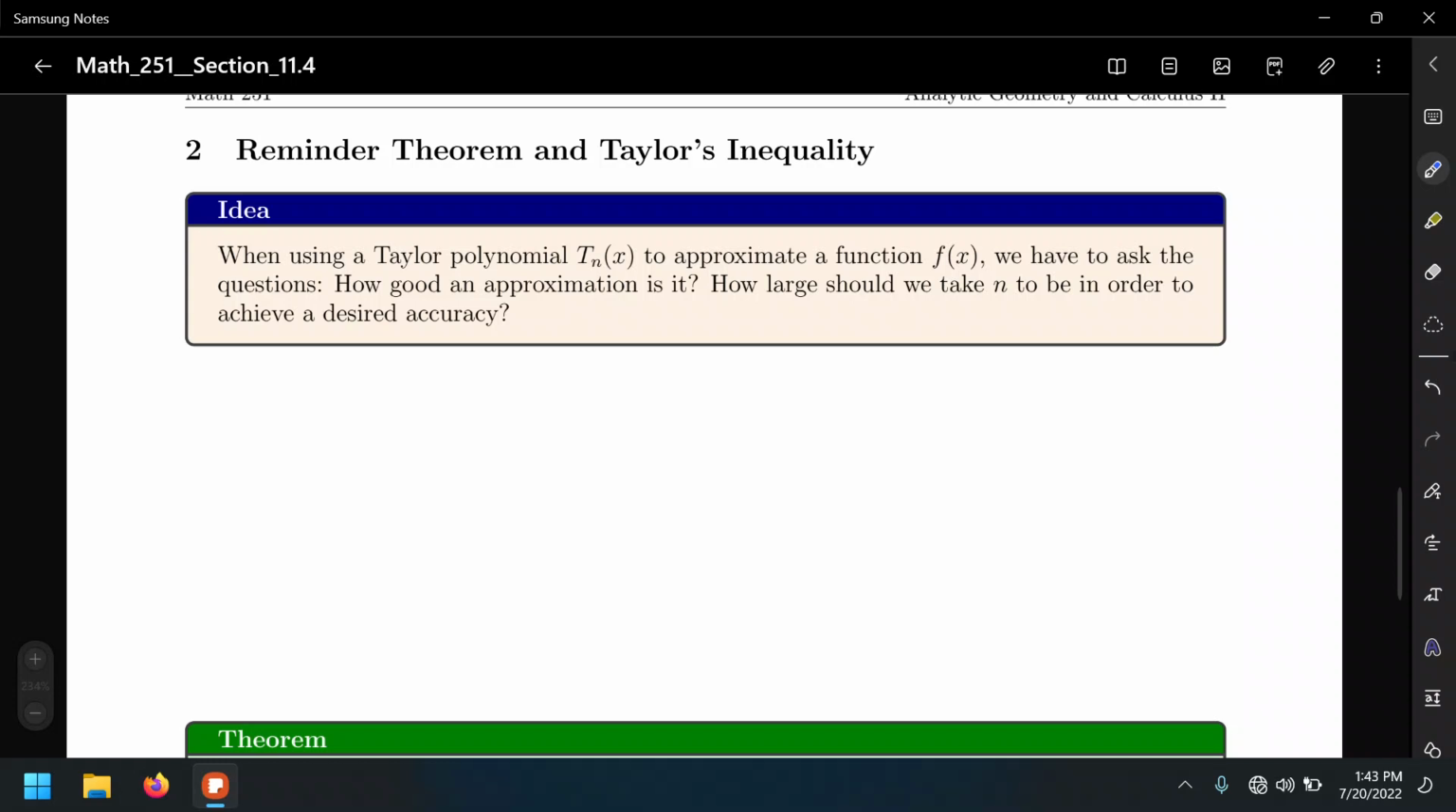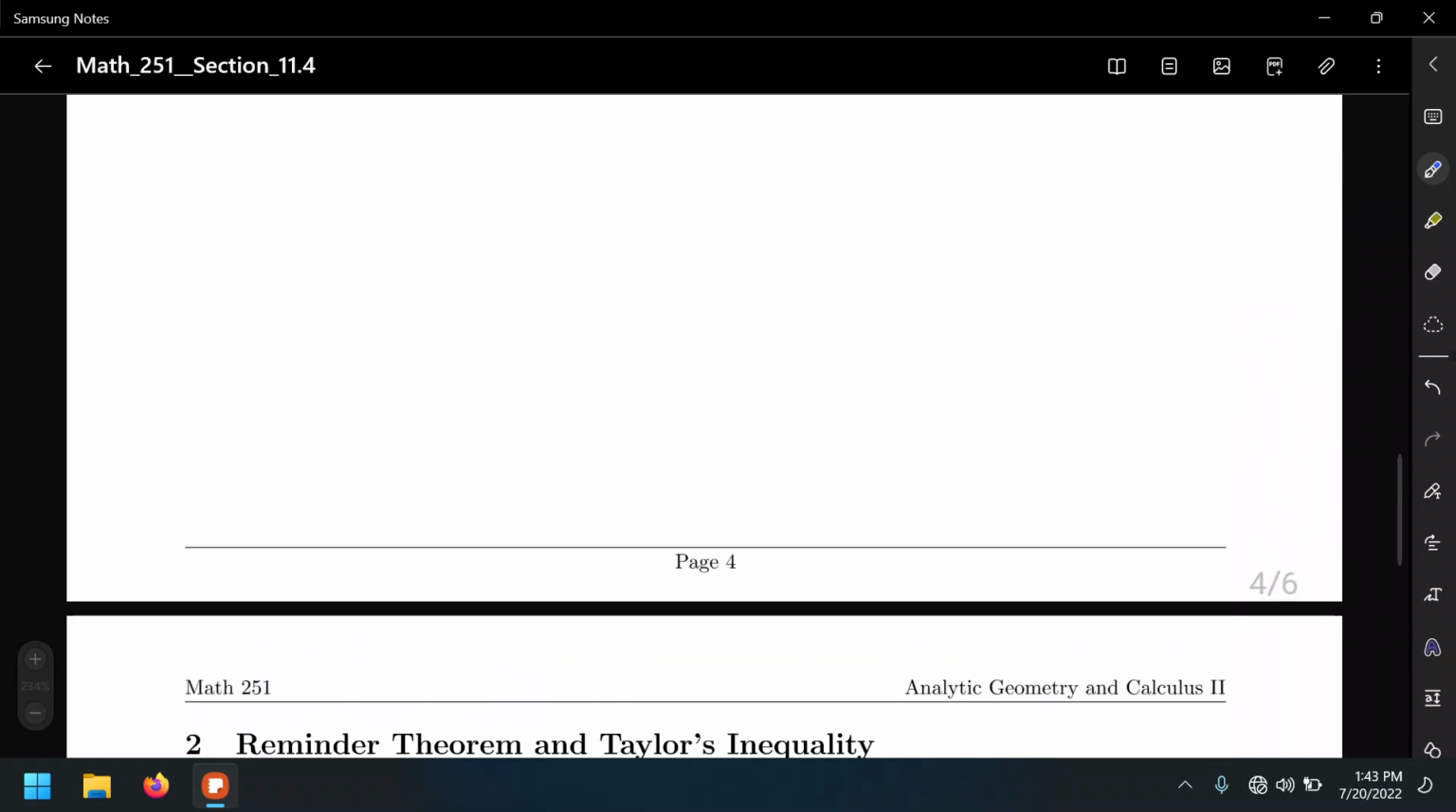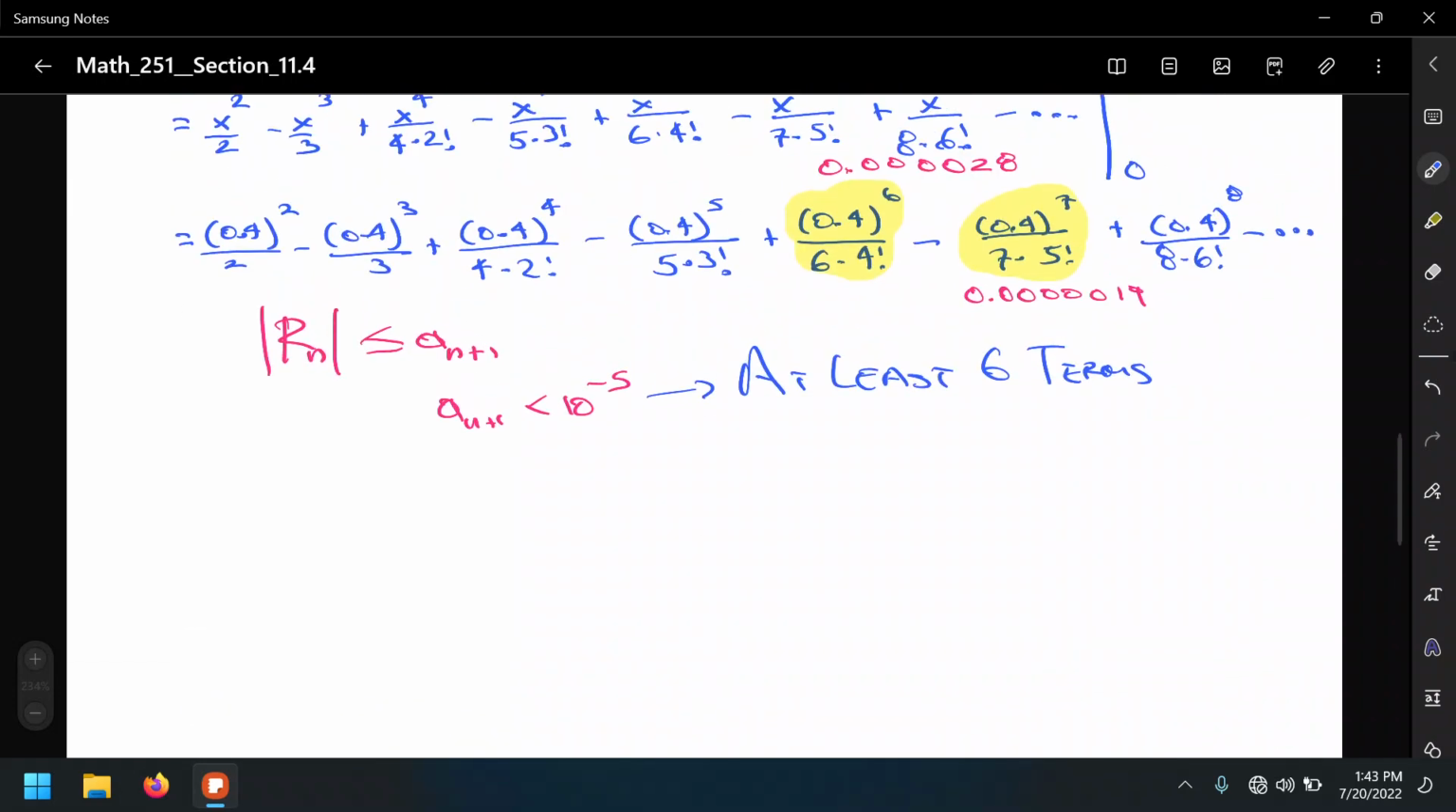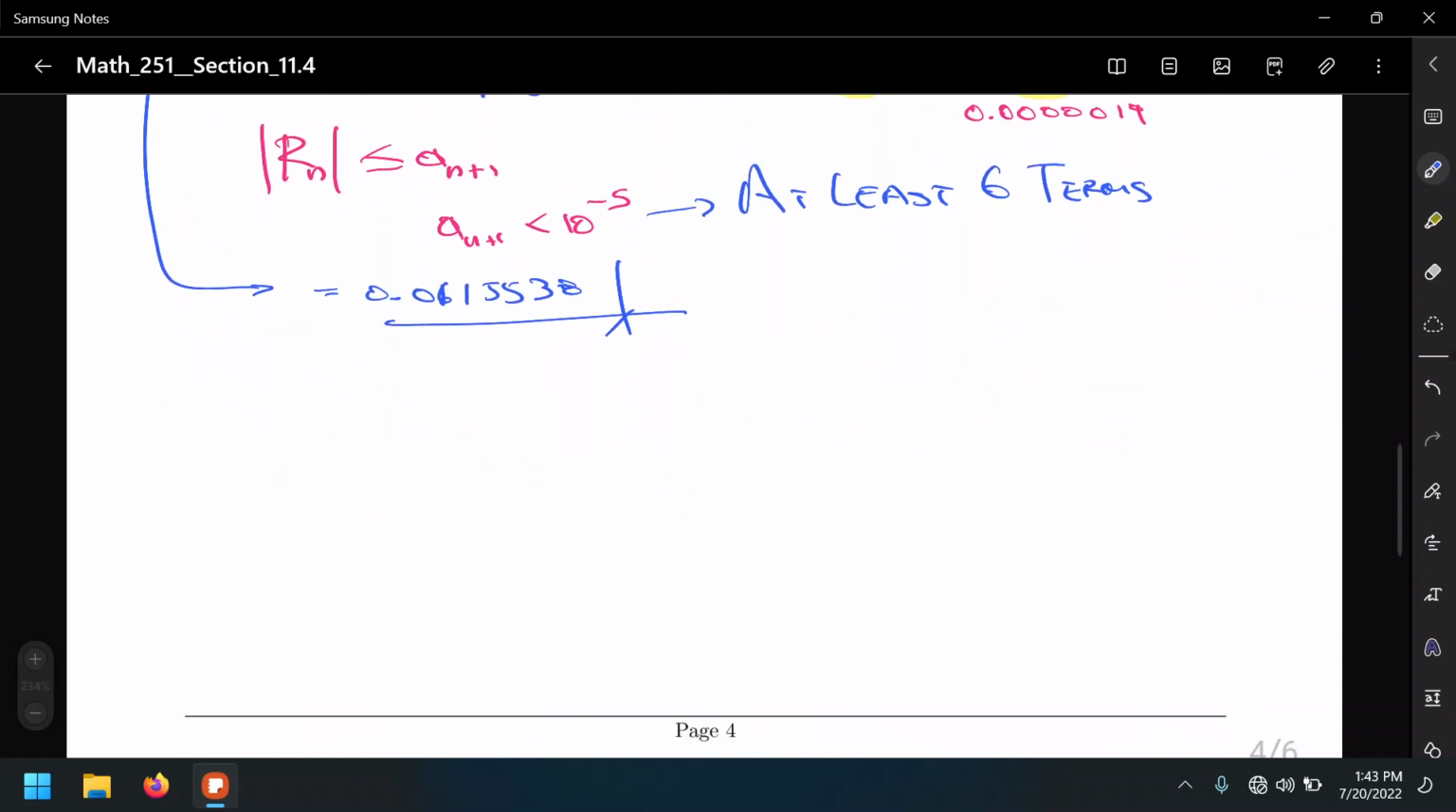And actually, yes, good question. According to my result for the previous example, this should be, yes, thank you. That's equal to 0.0615538. All right, so that's the value of the integral.